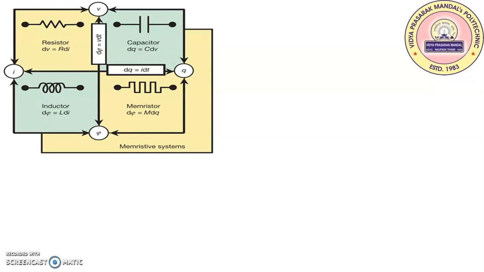In the quadrant diagram, these three circuit elements are linked with four circuit variables such as charge, voltage, current, and flux. Capacitor links the charge and voltage. Resistor links the voltage and current. Inductor links the current and flux. But the link is missing between the flux and charge.